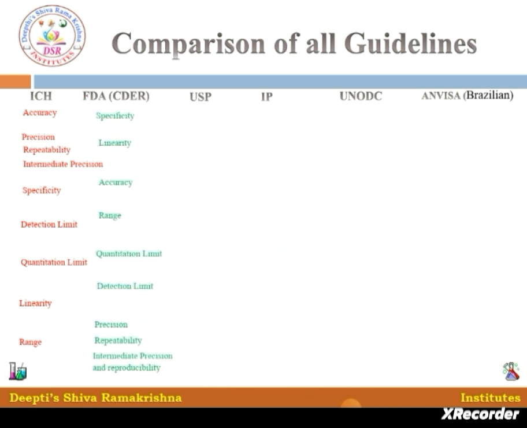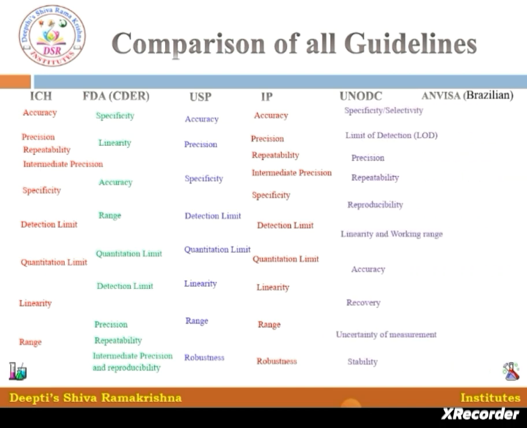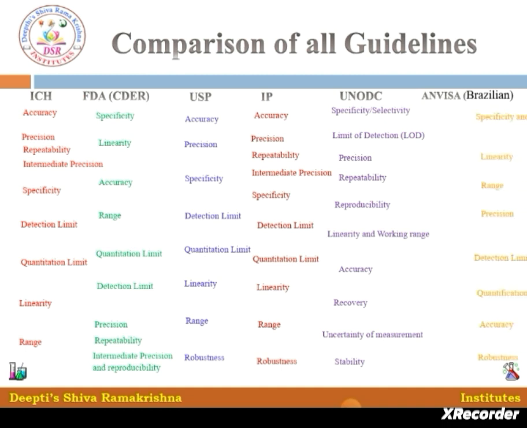FDA mentions these parameters. As per USP, the following are the parameters. IP gives these parameters. UNODC, these are the parameters given. And finally, ANVISA gives these parameters. If you check these parameters, most of them are similar to each other. However, there is a variation of one or two parameters in these guidelines. Let us see the different parameters.